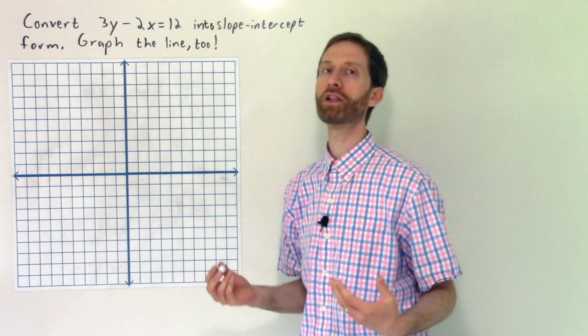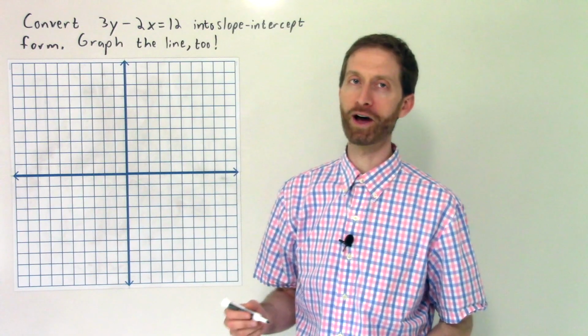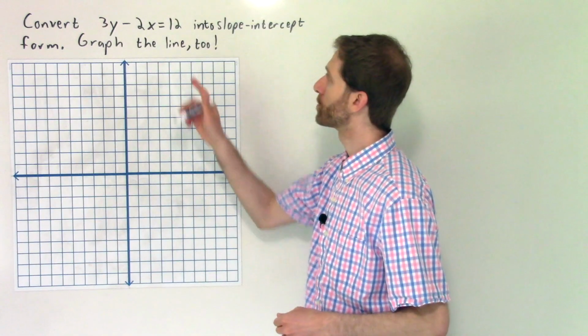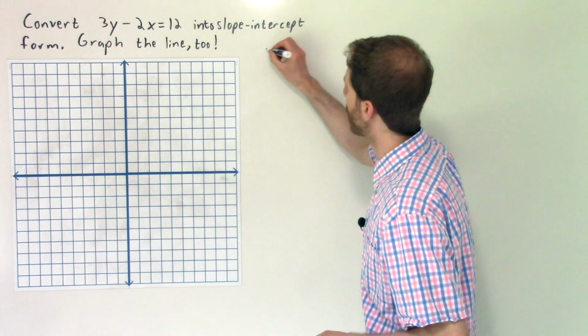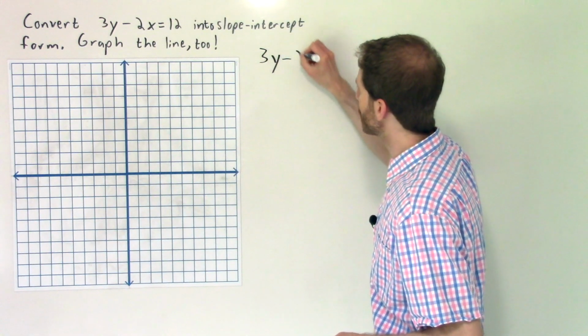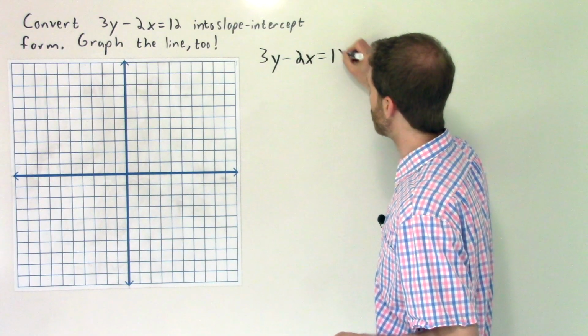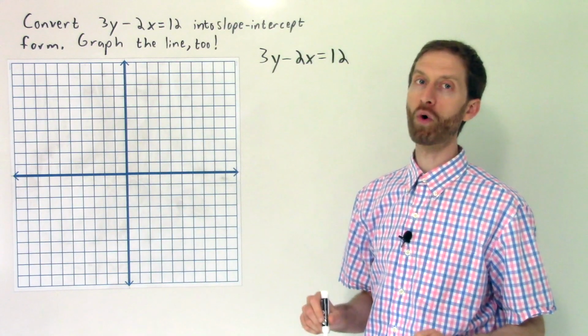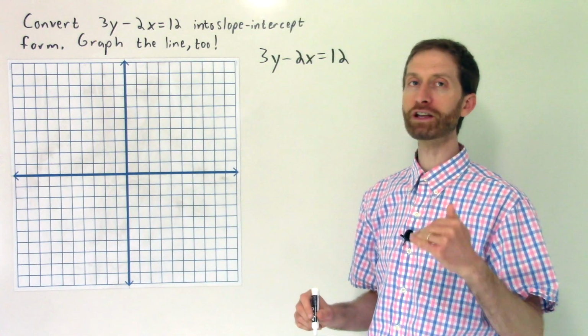Okay, so graphing the line is old school stuff that you already know how to do, but still, we should be able to do it. So we're going to do both pieces here. So 3y minus 2x equals 12. Now, we actually had a little bit of a preview of this when we solved literal equations earlier in this course. So check out solving literal equations.